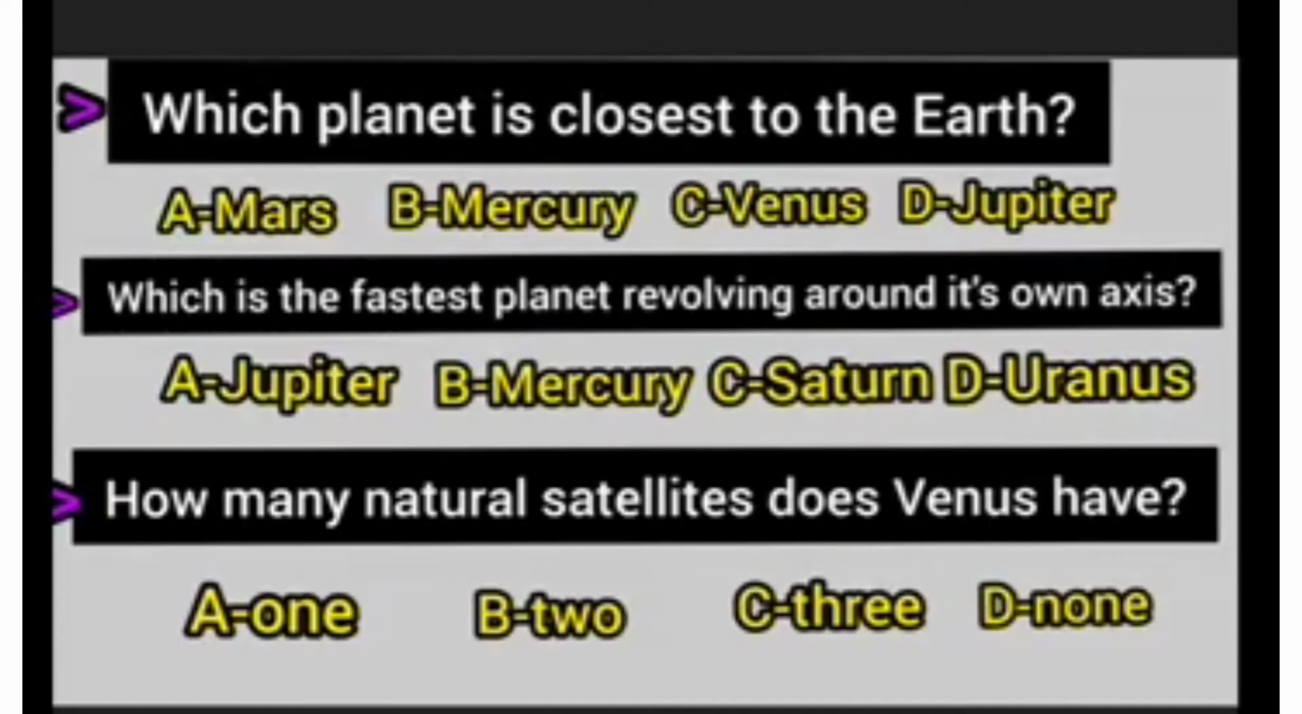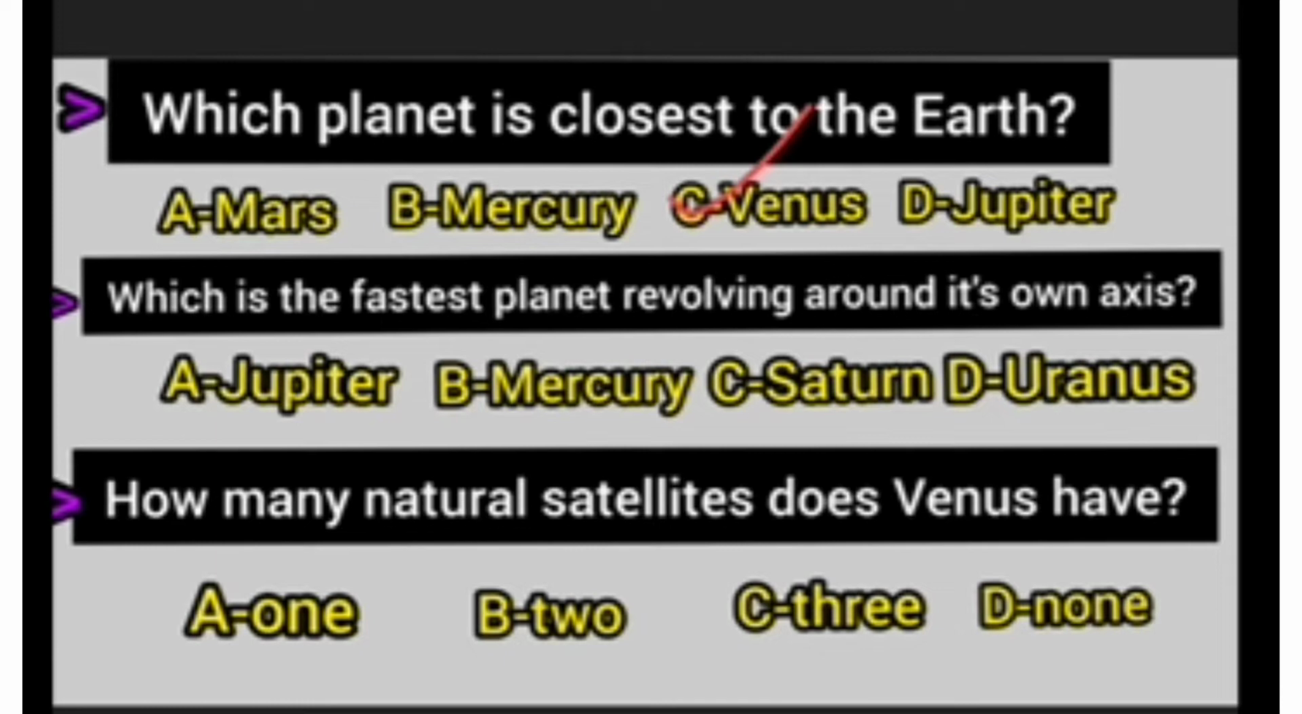Next question. Which planet is closest to the earth? A. Mars, B. Mercury, C. Venus, D. Jupiter. Answer C. Venus. Venus is closest to the earth. Venus is the second nearest to the sun.